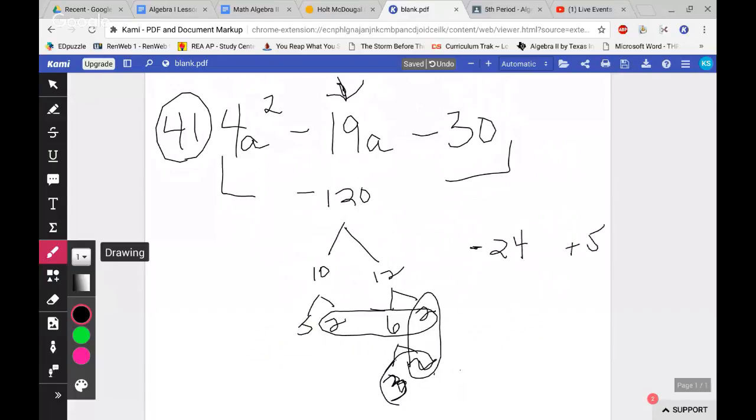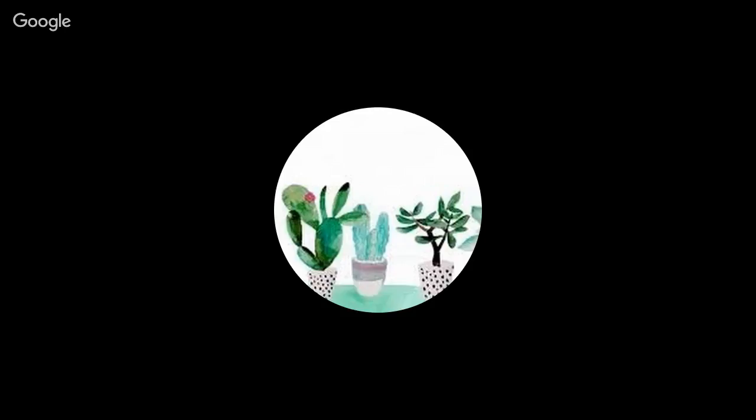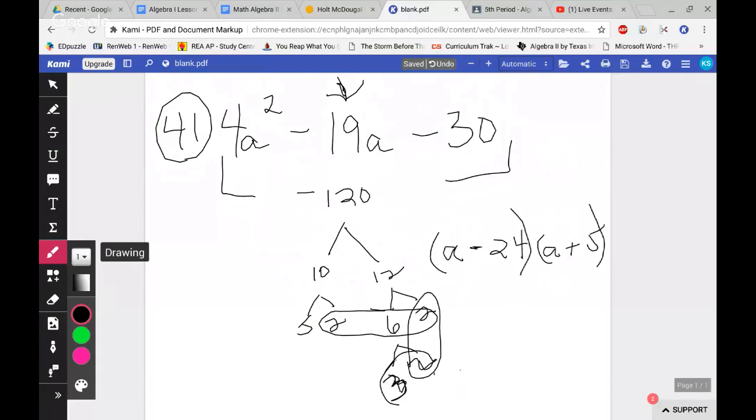But okay, now here's the key. When you plug it back in, so you can't stop there though. You have to divide this by the leading coefficient.